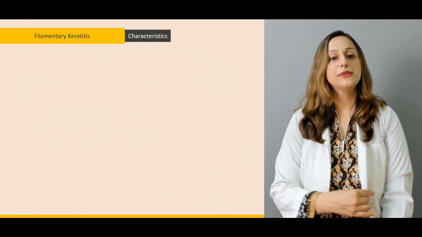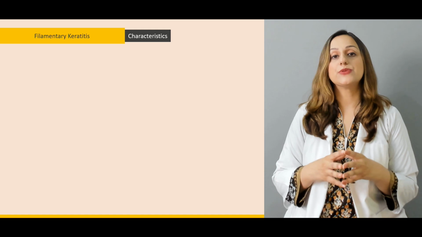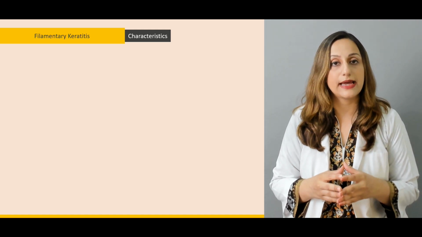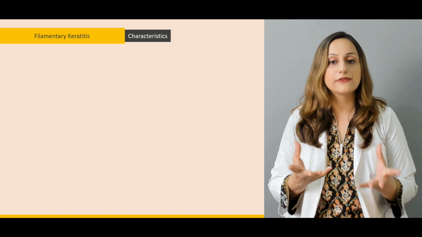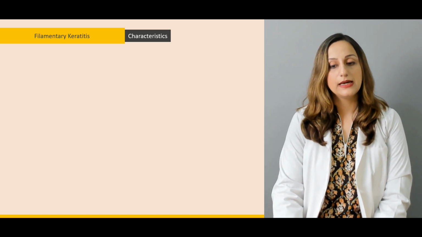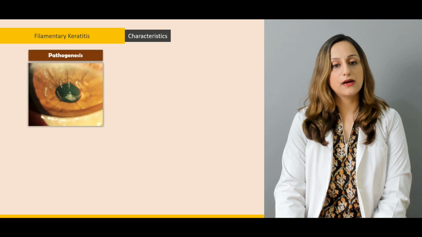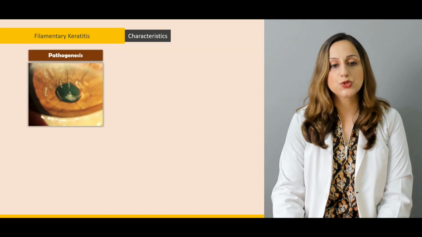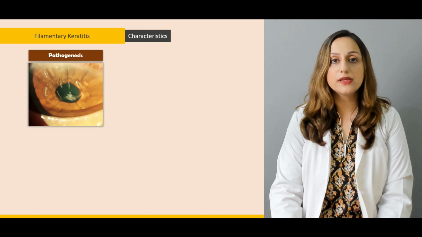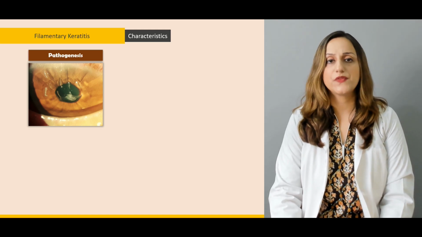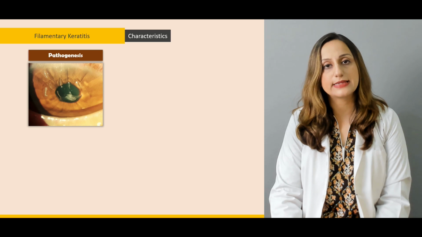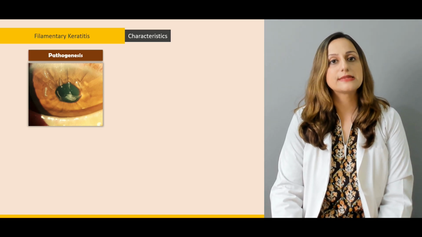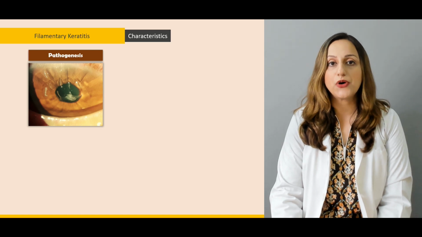Then we have the filamentary keratitis. The word filamentary is basically suggestive of the fact that there are epithelial tags in this kind of corneal inflammatory condition. The pathogenesis of this filamentary keratitis would be whenever there are epithelial erosions due to any cause. For example, an infective cause, chlamydial infections, viral infections, or any trauma.